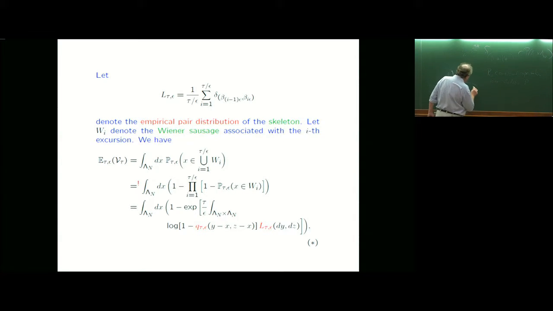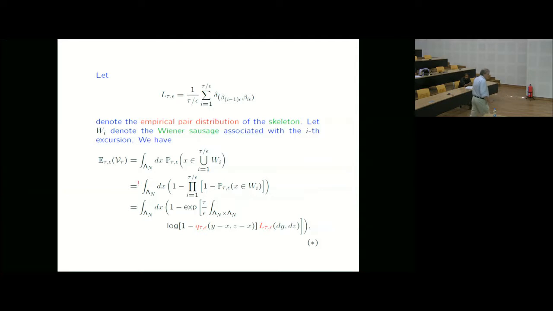So if I take the next Wiener sausage around the next excursion, this would be Wi plus 1, then I claim that this is a random set and that's a random set and they're independent because I fixed these 3 points. So they are independent conditionally on having fixed the skeleton. They are not identically distributed. They have a different distribution because their distribution depends on what these 2 endpoints are.